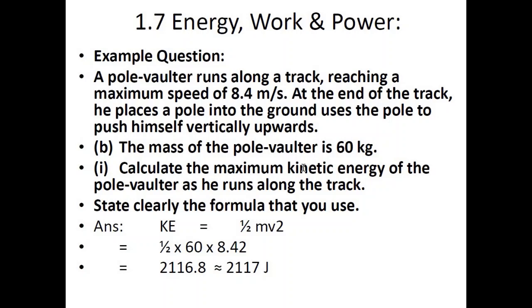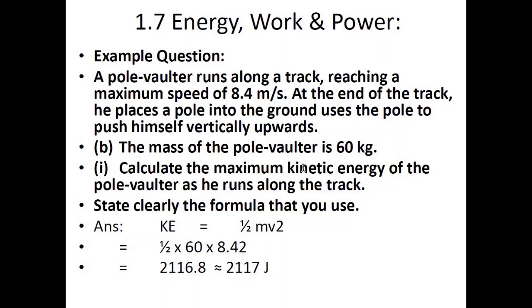Example question: a pole vaulter runs along a track reaching a maximum speed of 8.4 meters per second. At the end of the track, he places a pole into the ground and uses the pole to push himself vertically upwards. If the mass of the pole vaulter is 60 kg, what is the kinetic energy as he runs along the track? This time the examiner has asked you to clearly state the formula. Remember, even if the examiner has not mentioned this, you have to mention the formula clearly in the very first line. So kinetic energy is half mv squared.